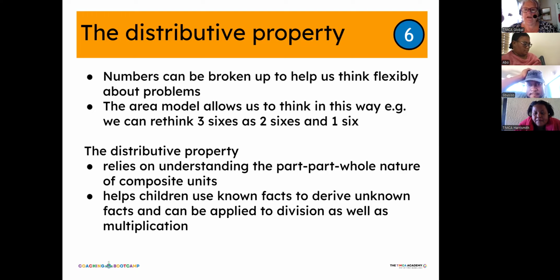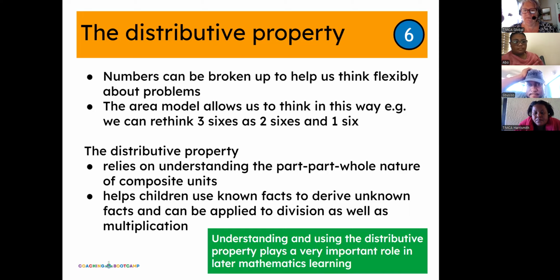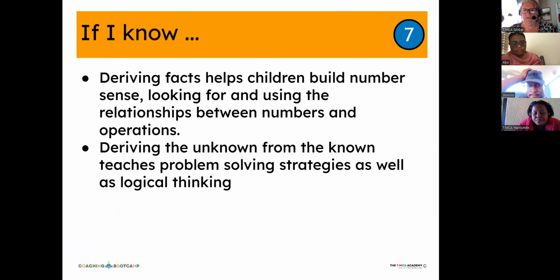Which leads us to our final activity, which is a number sense activity. Because we have to do a number sense activity every week, don't we? And it's perfect at this point. We did this last week, so I'm going to give you a different example this week. Deriving facts, that means that we can make facts from things that we already know.